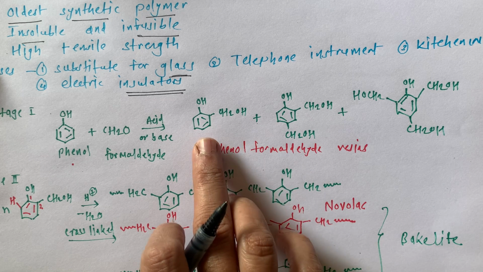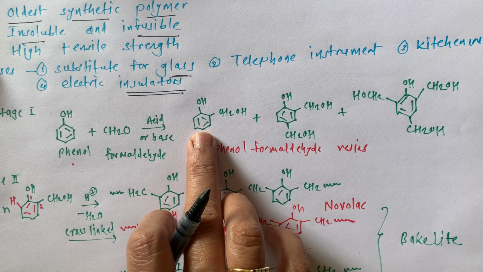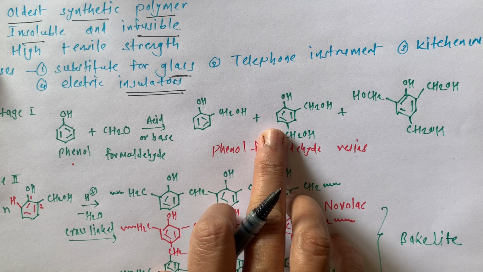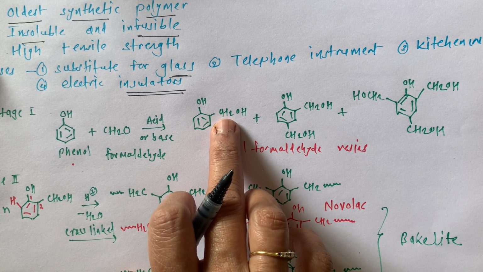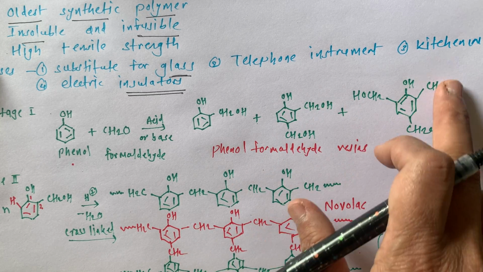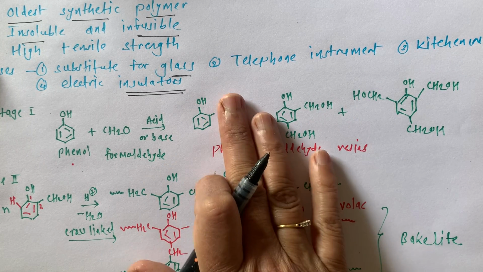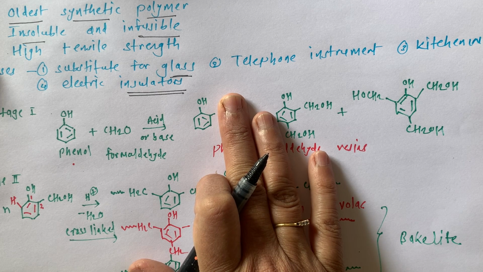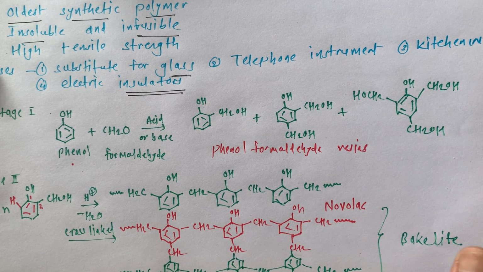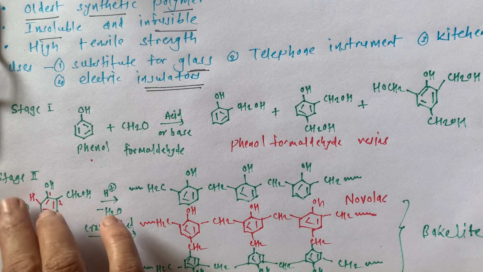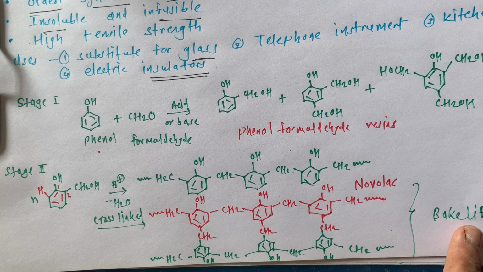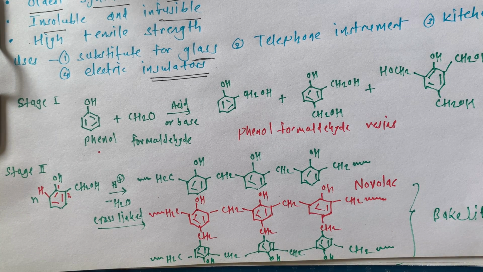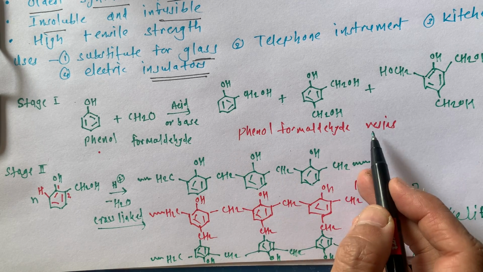Now this is one type of phenol, this is another type of phenol. Here it is a methyl alcohol group, or you may say a methanol group. Here are two methanol groups, while here are three methanol groups, and this is our phenol. Benzene ring with OH is our phenol. Such types of combinations you may get. But to understand the formation of Bakelite, first we will see stage 1, that is the formation of phenol formaldehyde resin.